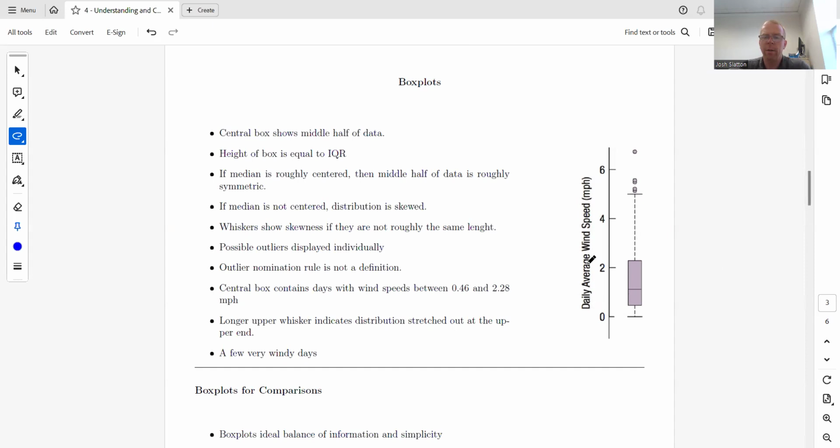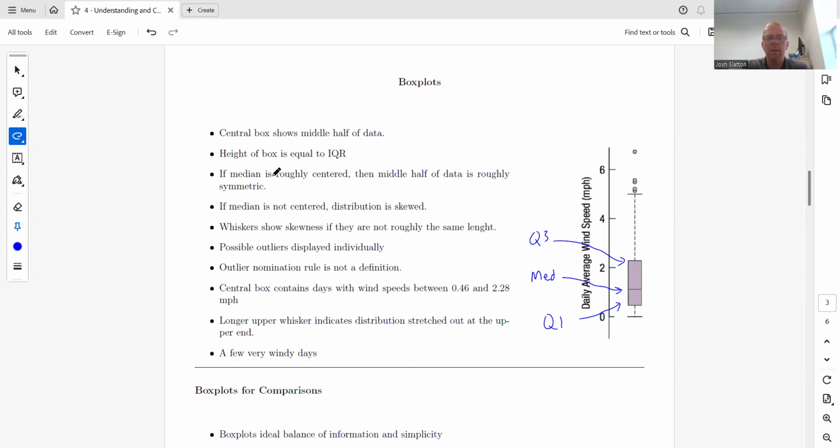So what we have here is a box plot of the wind speeds. Actually, we can write this out. This middle line in the box is the median. The top of the box is going to be your Q3. The bottom of the box is going to be your Q1. And so the box itself indicates the middle 50%. And as it says here, the height of the box is equal to the IQR. So whatever the length of that box is, that would be the IQR.